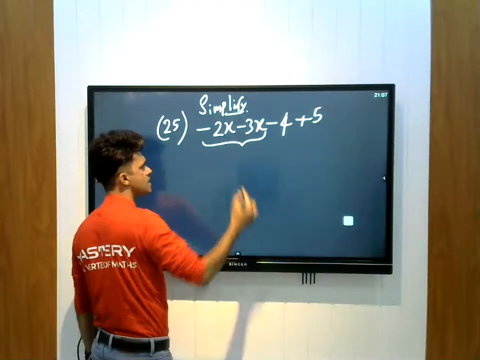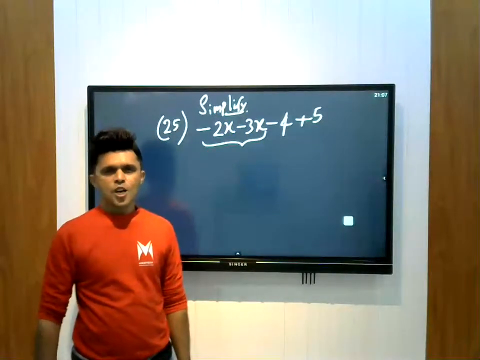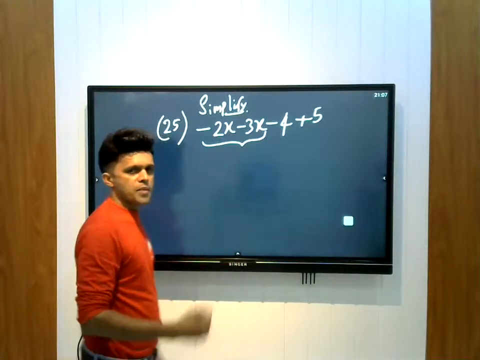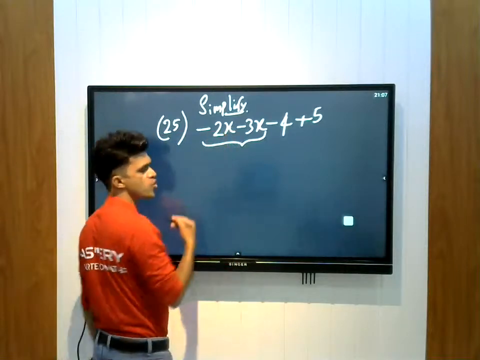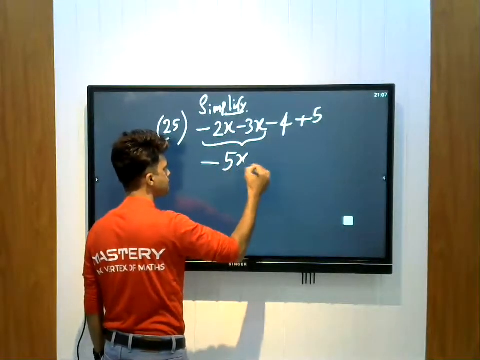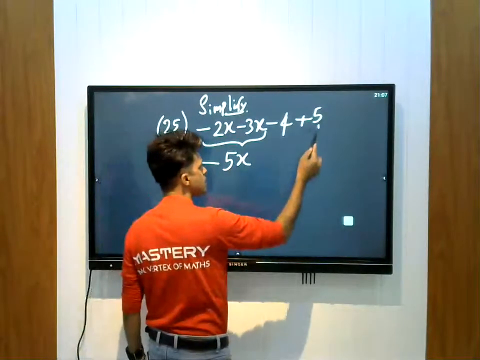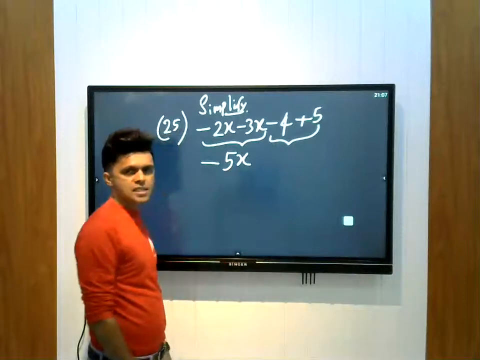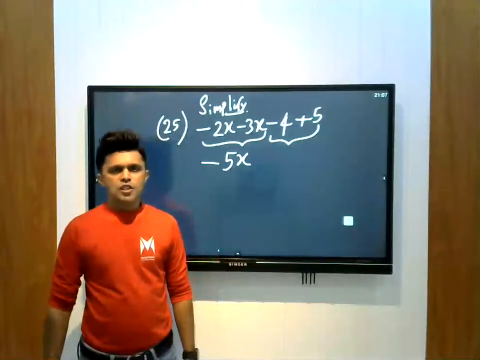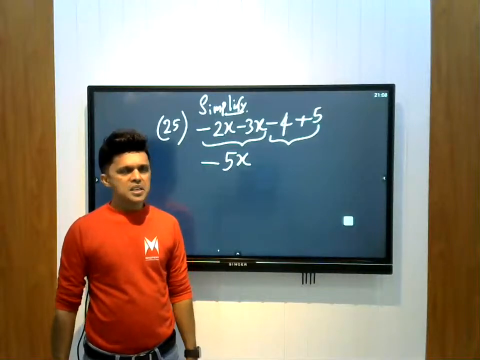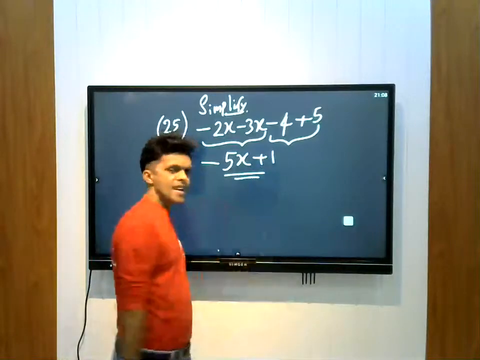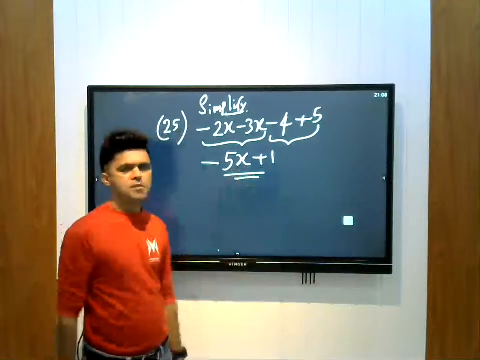This term and this term can be added. You are able to add these two terms. Previously we did that, minus 2x minus 3x is minus 5x. How can you simplify these two digits, minus 4 plus 5? What should be the answer? The answer is plus 1.